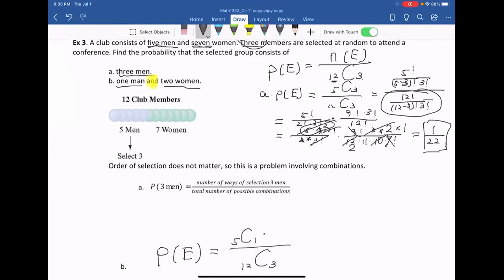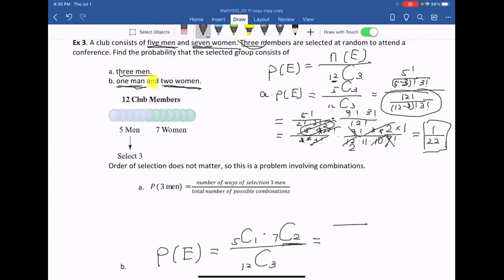So 7C2. Remember how to solve this kind of question. The bottom part should be the sample space. The top part multiplies the number of ways one man is selected from 5 men and two women are selected from 7 women. So you get this expression, and let's simplify this.